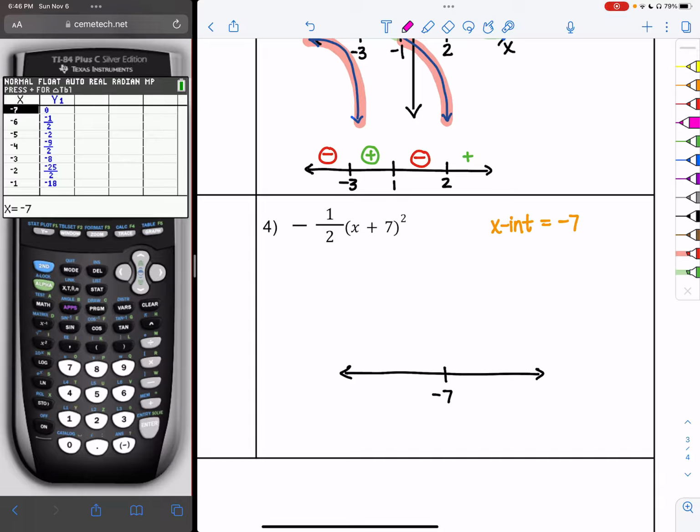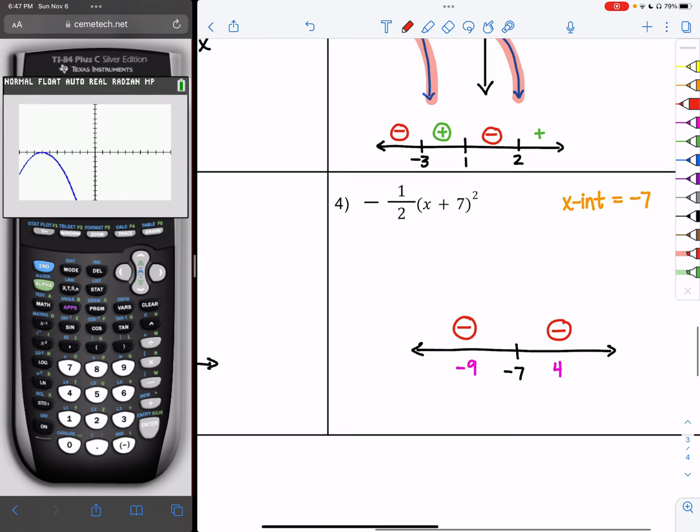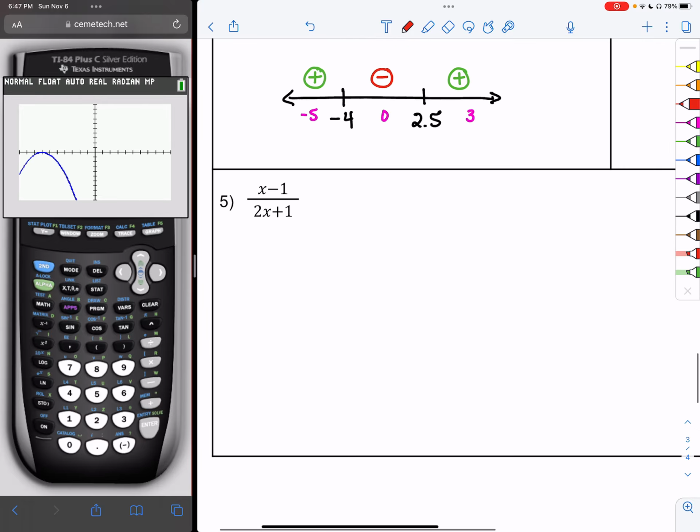I want to pick a number in that range, so I'm going to pick negative 9 here, and I'm going to pick 4 here. So if I go to negative 9, I see that the value was negative, so my function is negative or below the x-axis here. And if I go to positive 4, which is a number that's greater than negative 7, I can see that it's also a negative value, which would make sense because based off of this graph here, I see that it's below the x-axis, then it touches the x-axis, which makes it 0, and then it goes back below the x-axis. So that's accurate.